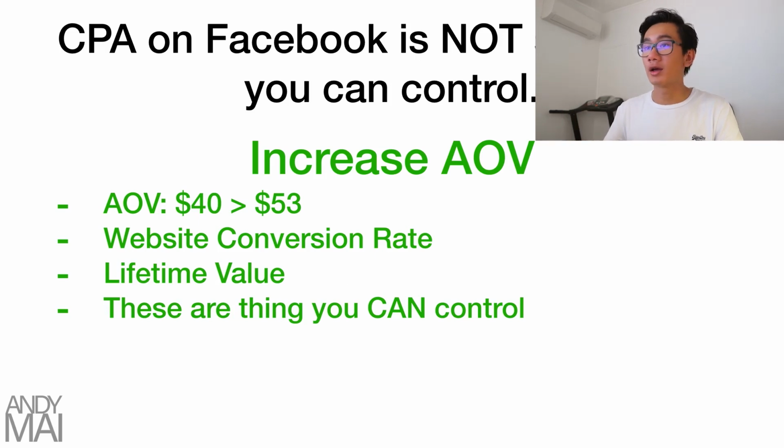On the other hand, increasing AOV is something that's definitely doable. Like, increasing your average order value from $40 up to $53, all you have to do is just increase your website conversion rate, increase your lifetime value, and these are things you can control, by changing the colors, changing out the layouts, adding upsells. Like, these are things you literally can do right now to increase your AOV.